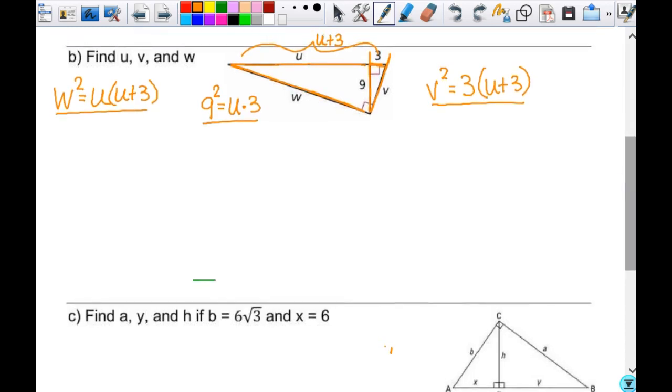Okay, but we're looking at the big triangle. Remember, this is a triangle with the altitude. So yes, W is the hypotenuse of the medium triangle. But that's just when we look at all three triangles. When we look at the big triangle, the hypotenuse is the U plus 3. Does that make sense to you?